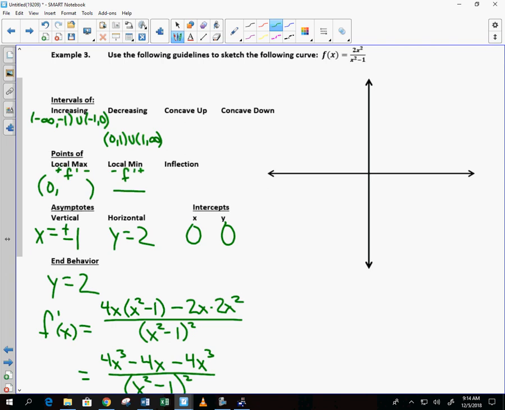Excellent. How would I then achieve the y value? How would I get the y value? Plug it into the original. If you plug 0 into that guy, you get 0. Great. We already have a majority of this information figured out. How do I do the rest?